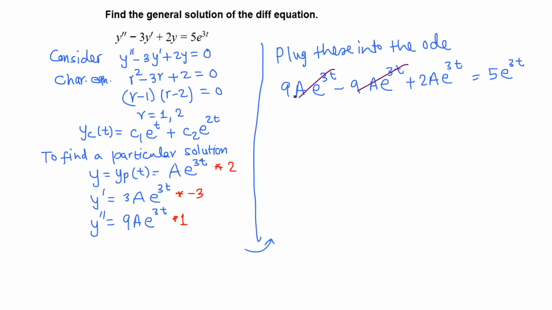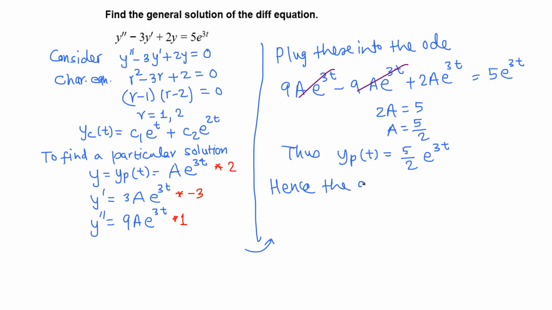The 9a e raised to 3t terms cancel, positive and negative. Then we have 2a e raised to 3t equals 5 e raised to 3t, and the e raised to 3t are the same, so 2a should be equal to 5. That means a is 5 halves. So we have a particular solution, 5 halves e raised to 3t, and the sum of this particular solution and the complementary solution is the general solution.